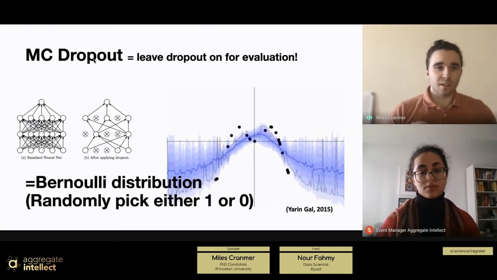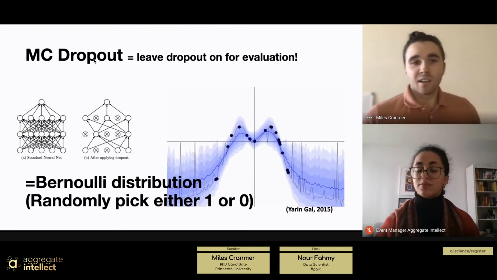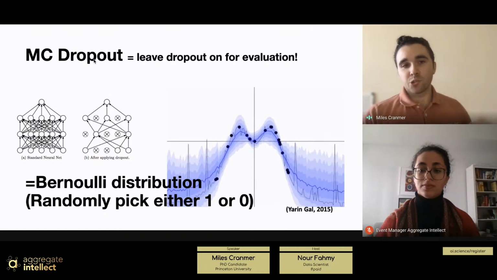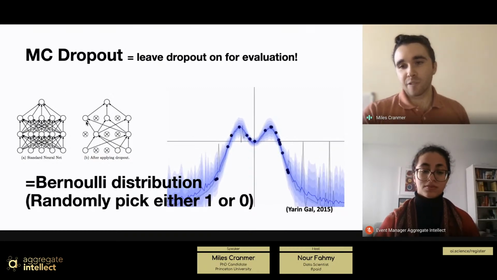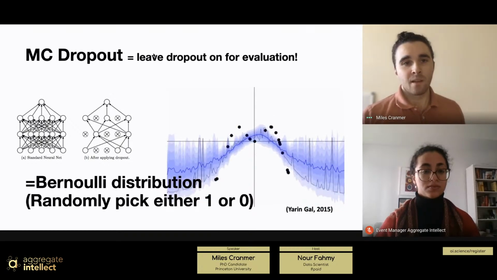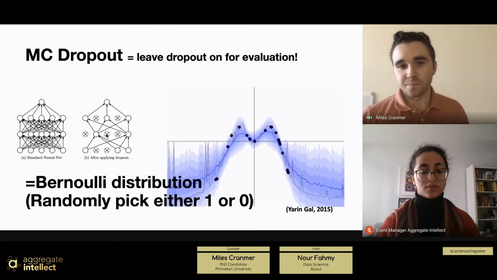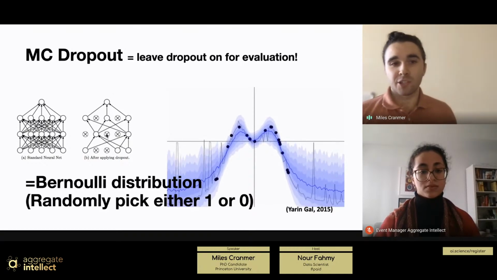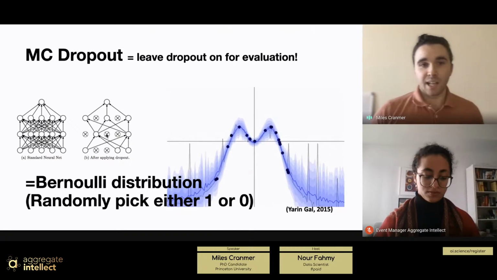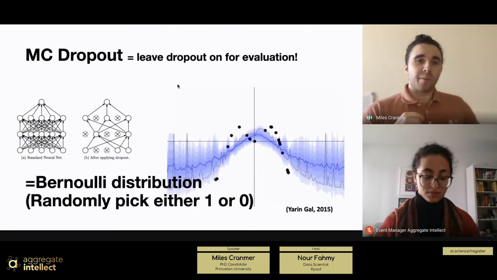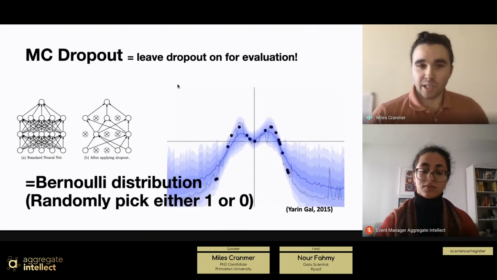So the simplest type of Bayesian neural network is actually dropout. So when you train with dropout, you randomly turn on and off different nodes in your neural network. So if this is my full neural network, I maybe turn off these nodes randomly, and that's my dropout. So the trick that Yarin and Gal realized is that dropout is actually a type of Bayesian neural network.